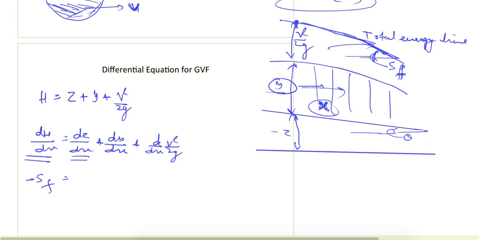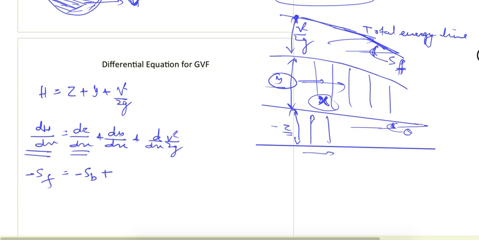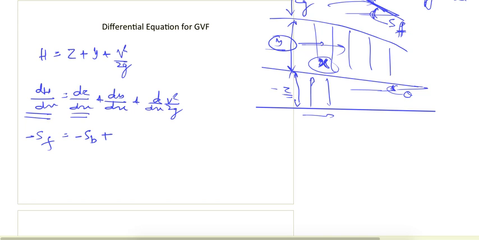dz by dx represents the slope of the channel bed. So here again this dz by dx represents the slope of this bed. This is also decreasing in the direction of flow, so I can take it as minus Sb. Then dy by dx represents the change in the depth of flow with respect to the channel bed. So let it be dy by dx, and for differentiating this we can apply the chain rule. Let's differentiate with respect to y.